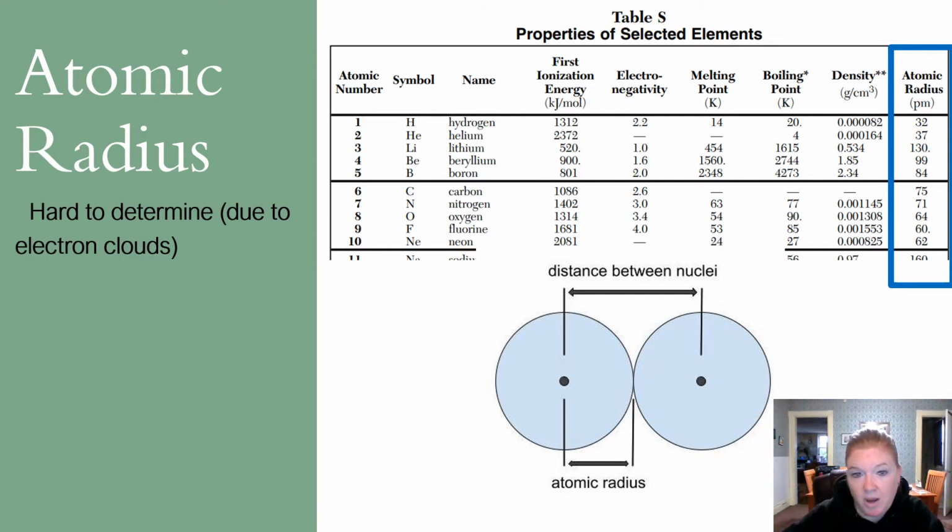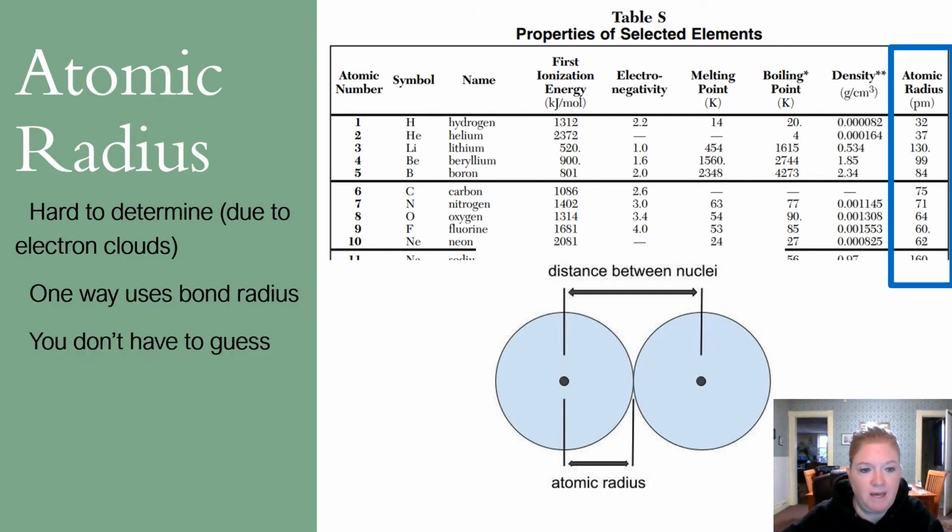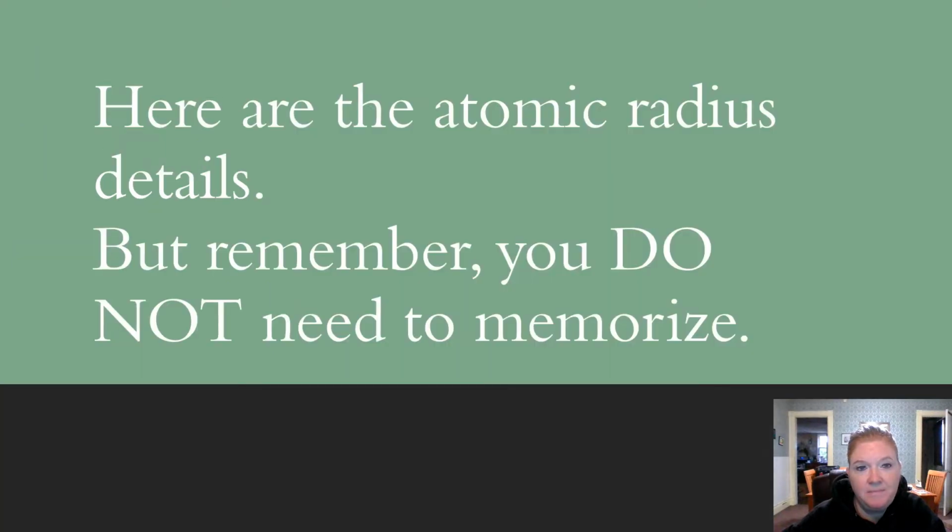It is a little bit hard to determine, so we use the bond radius. But again, you don't have to guess for these values. They are on Table S, but it does help to have an idea in your head so that you have less to look up. Because if you have to look up everything, sometimes you run out of time. So again, look at Table S for the values, and let's look at the trends. So here are the radius details for atomic radius. Remember, you don't need to memorize.